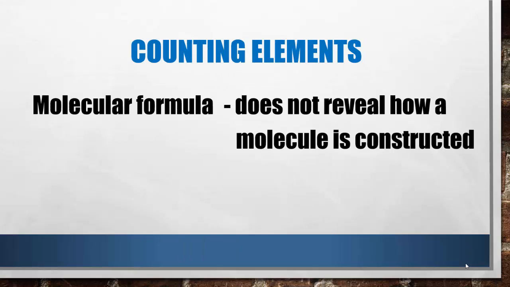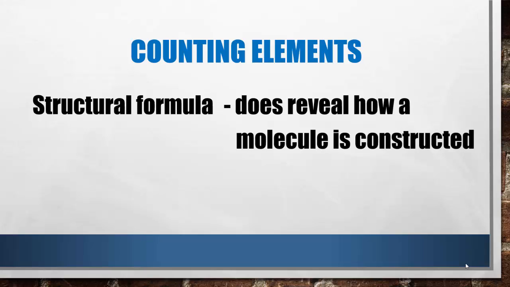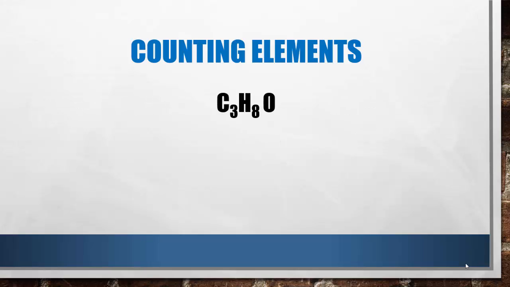Now, the molecular formula does not tell you how a molecule is constructed. For that, you need what is called the structural formula, which, cleverly enough, tells you how the molecule is structured. For example, suppose you had a compound with this molecular formula. The molecular formula simply tells you have 3 carbons, 8 hydrogens, 1 oxygen. And it turns out there are 3 ways to put these together. Each way is a separate chemical, so we'll have separate physical properties.